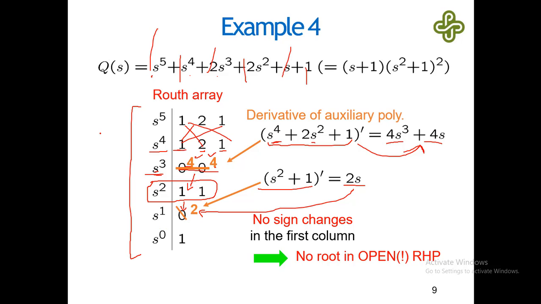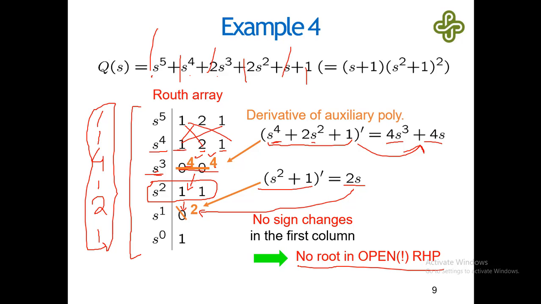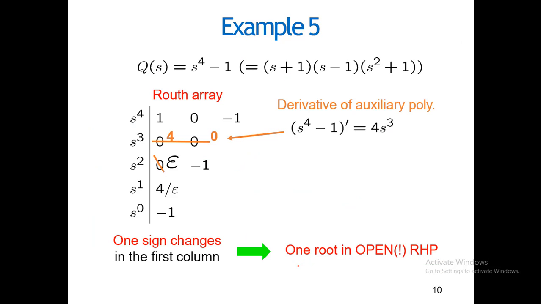After the complete array, you get this 1 1 4 1 2 1. So you see that there is no change of sign in this Routh array, in the first column. So you can conclude that there are no roots in the right half plane. So you can say easily that the system is stable.